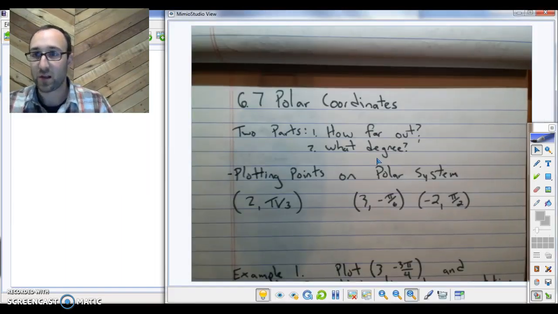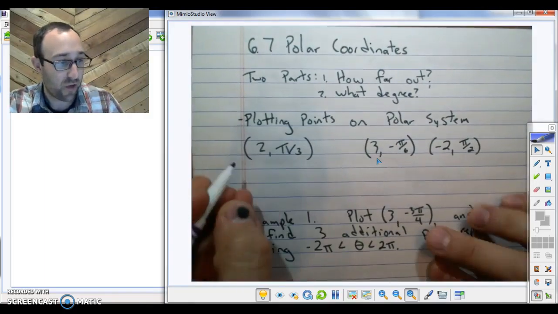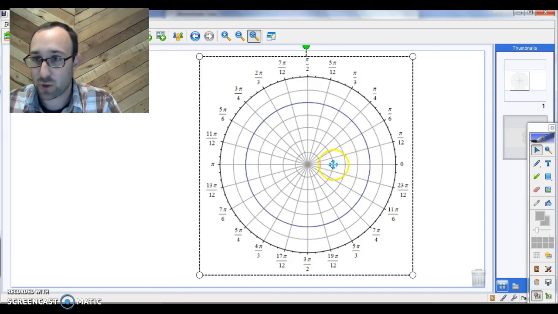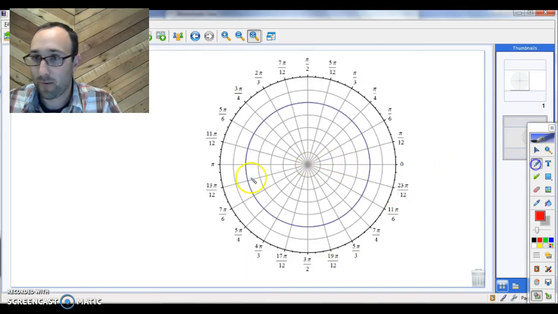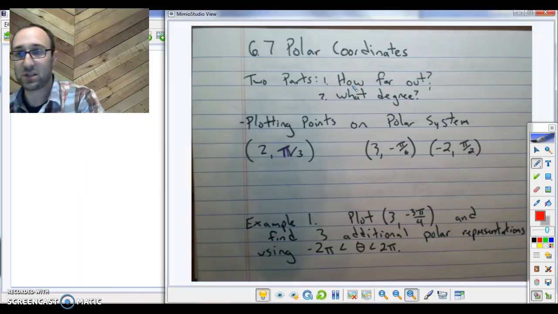So let's look at plotting points on a polar system. For example, if we want to plot (2, pi over 3), we would just go here and say we want to go 2 out. So we go 1, 2, right? Let's use red. Let's go 1, 2, and we want to go to pi over 3, which would be the normal pi over 3 spot that you would find in your unit circle. So right there, that is really small. Let's make it a little bit bigger and say it would be right there, right? It's like going out 2 radius, 1, 2, and then pi over 3. So that'd be really easy. Let's look at the next one.